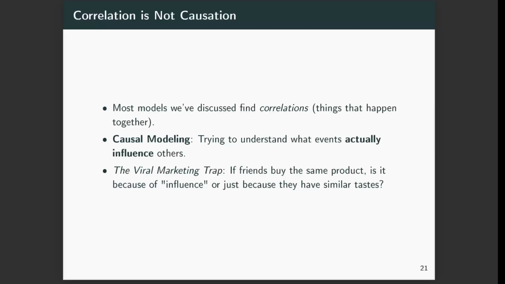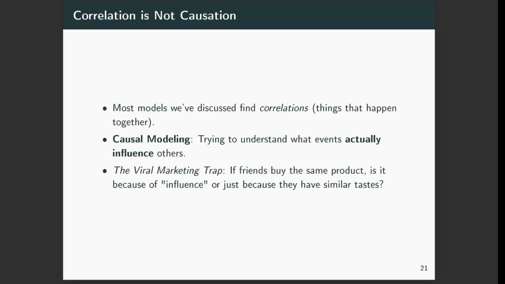Almost every predictive model we have studied in this course discovers correlations, patterns of things that occur together or variables that tend to move together. A logistic regression model for churn prediction finds variables that are correlated with customers leaving. A recommendation system finds items that are correlated with each other in user preferences.